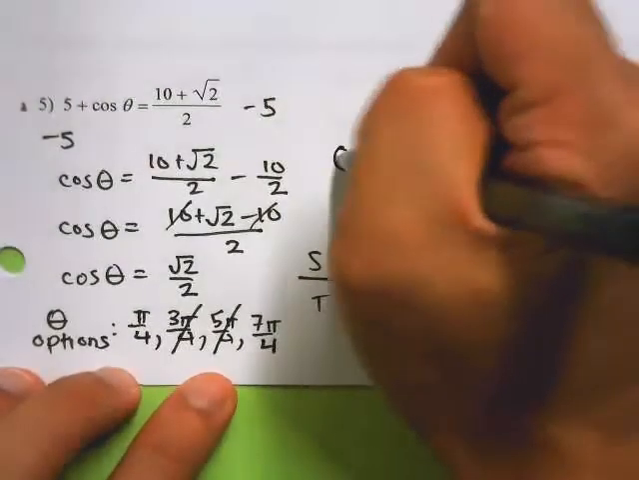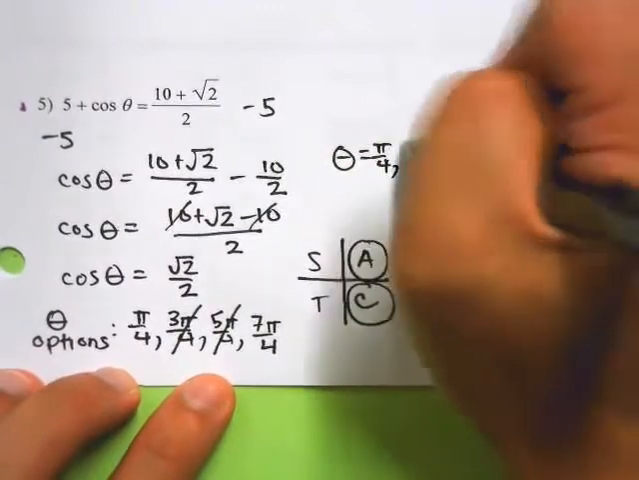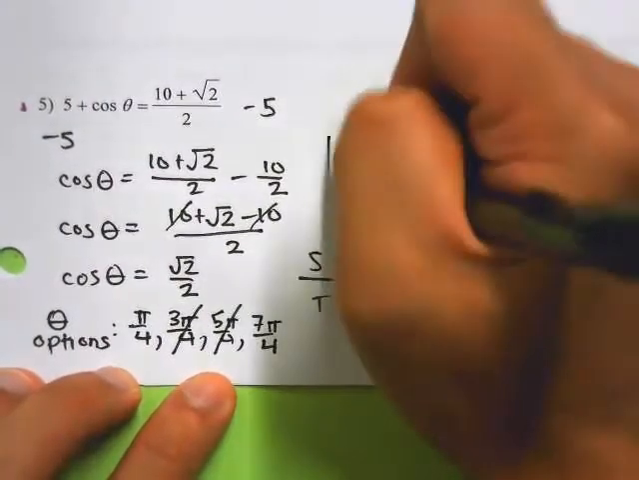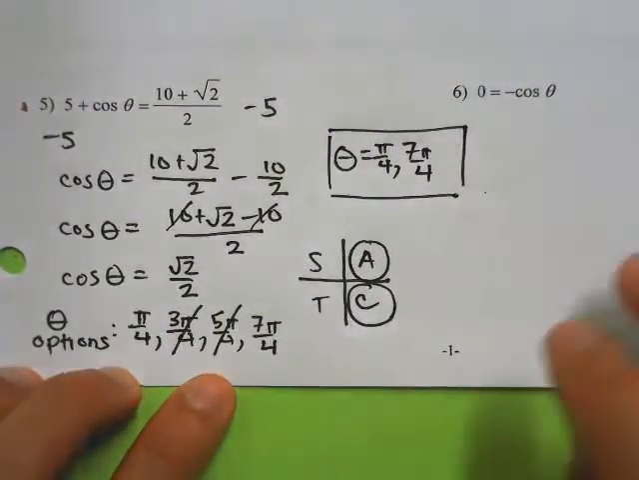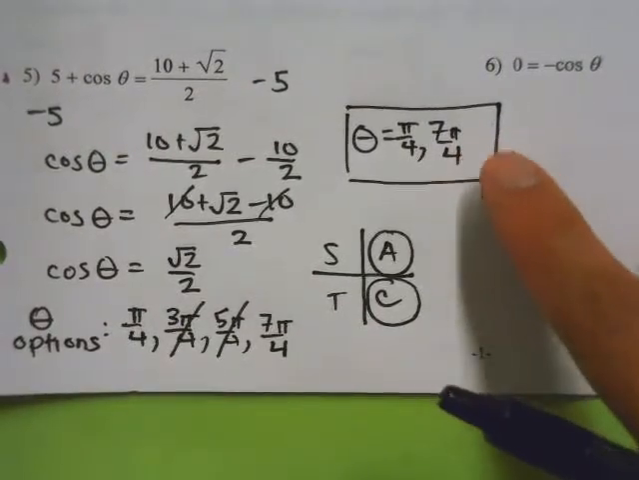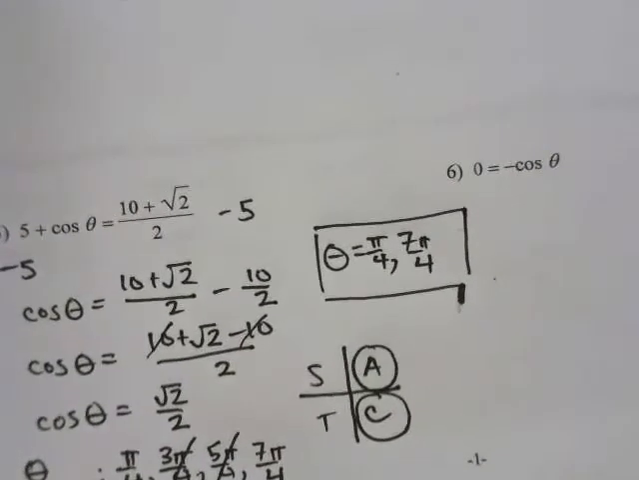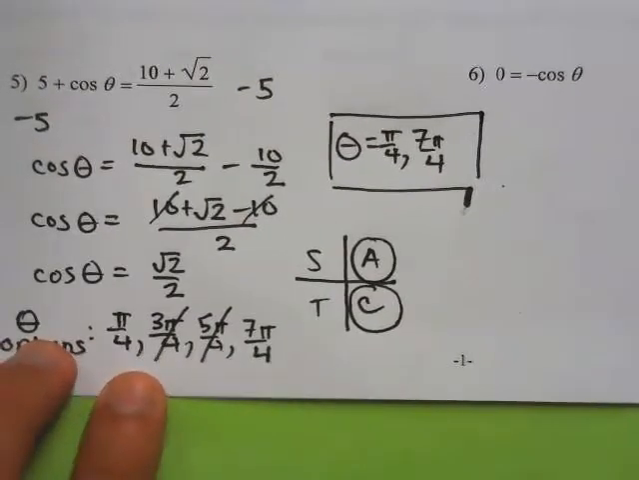So your final answer for number 5, your 2 possible answers, is pi over 4 or 7 pi over 4. All right, so just be careful. I know right now I'm having 2 answers, but it really depends. Sometimes you'll have 1, sometimes you'll have 3, sometimes you'll have 4, sometimes you have none. It depends, and when we get to number 11, you'll see a little bit.